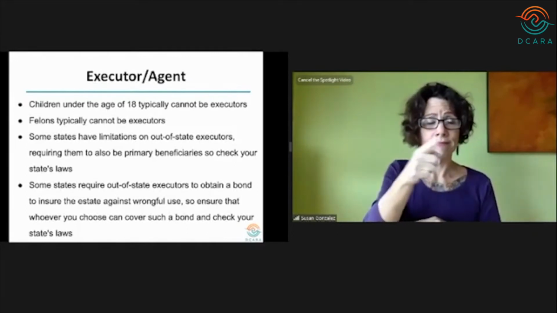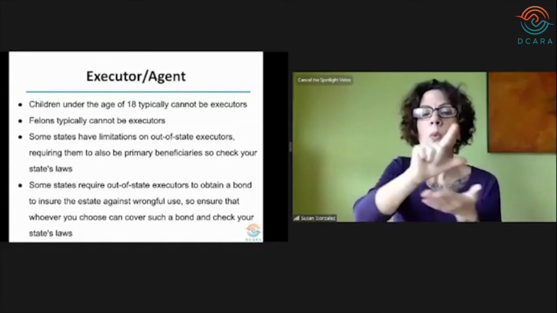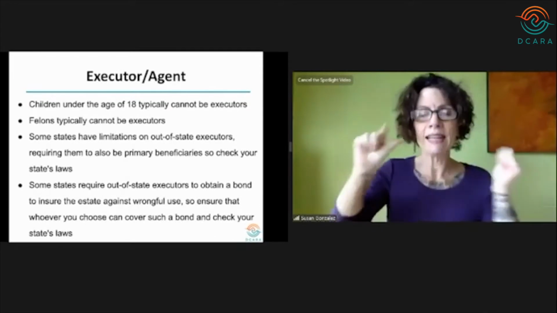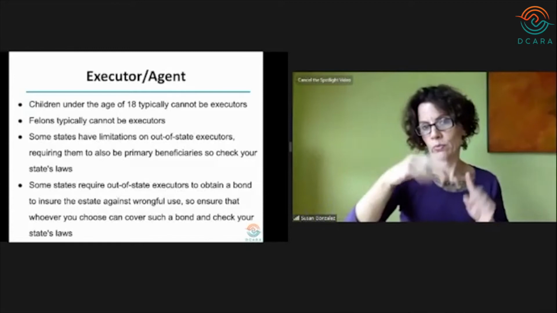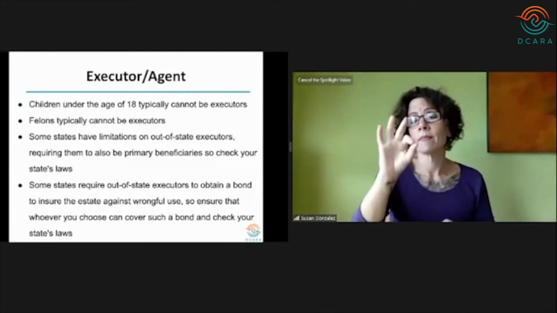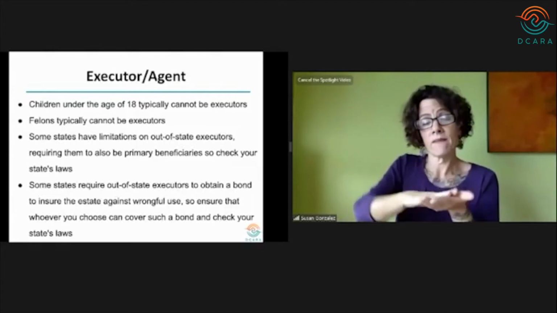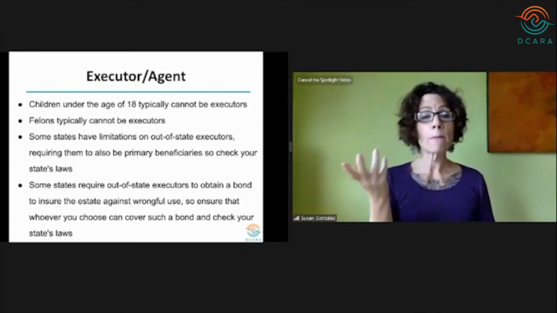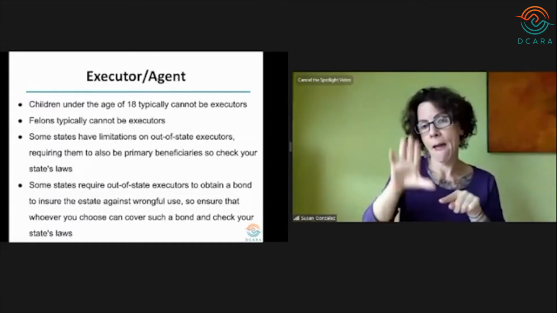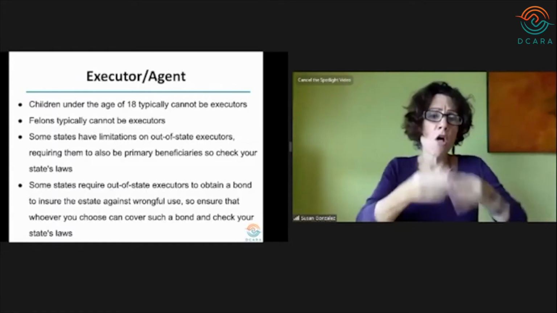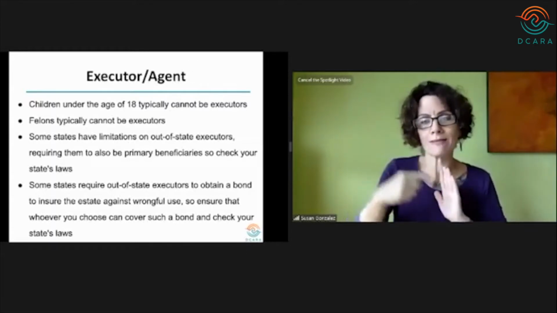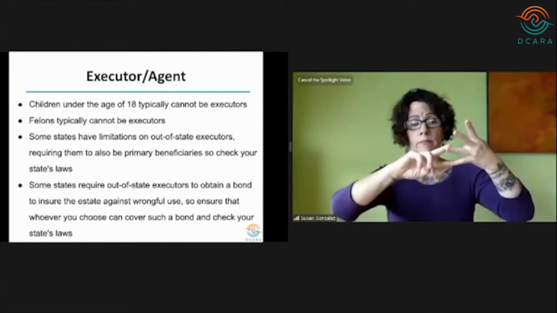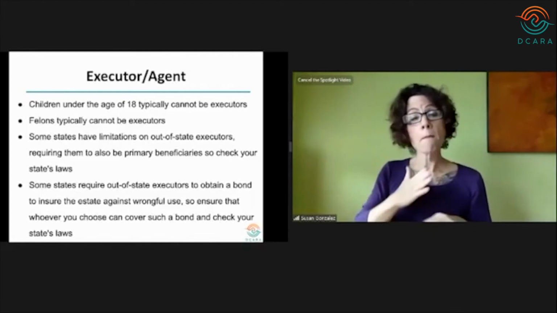So these are 4 bullet points of who you cannot select as an executor. Children under 18. This applies to legal age. Children under the age of 18 do not have any legal authority under the court's view. Felons, those who have a documented felony on record, most states will say no. The assumption is that a felon cannot be trusted. Felons have lost a lot of rights. They've lost the right to vote, for example. So the court will not accept a felon as an executor.